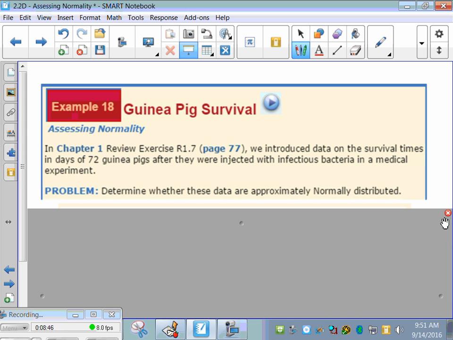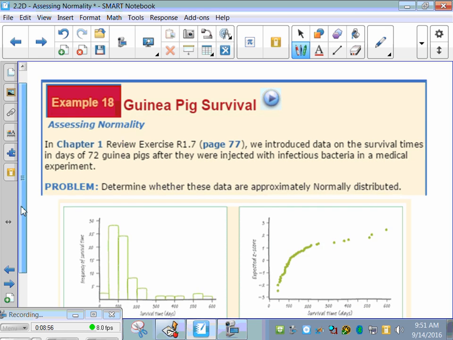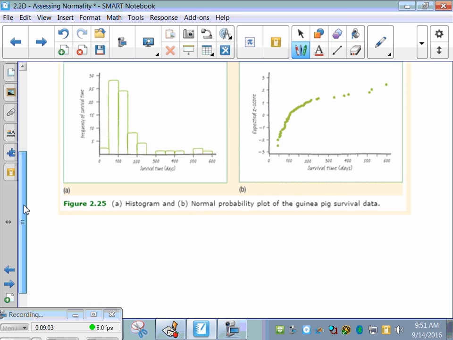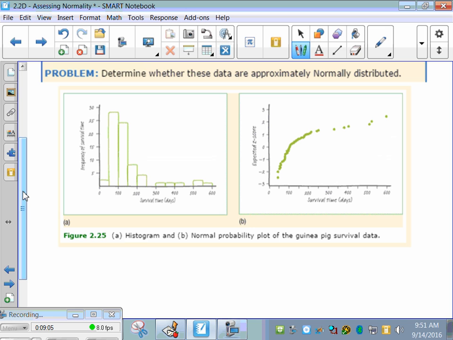So we've got survival times in days of 72 guinea pigs after they were injected with an infectious bacteria. Nice. Isn't that sweet? Someone's got to be against that. All right. Determine whether these data are approximately normal. So if you look at the histogram, you can also tell it doesn't really look normal, right? It looks a little skewed.